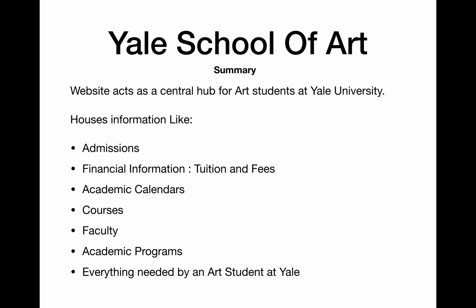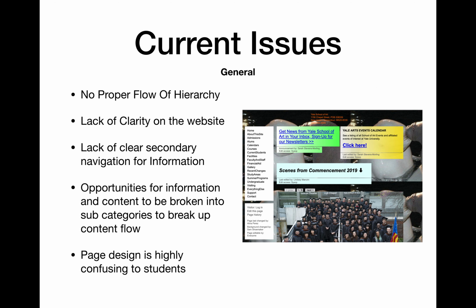It houses information like admissions, financial information with tuition and fees, academic calendars, courses, faculty, academic programs, everything that an art student at Yale would need to know to have a good academic career while pursuing that degree at that school. There are a couple of issues that the website has.